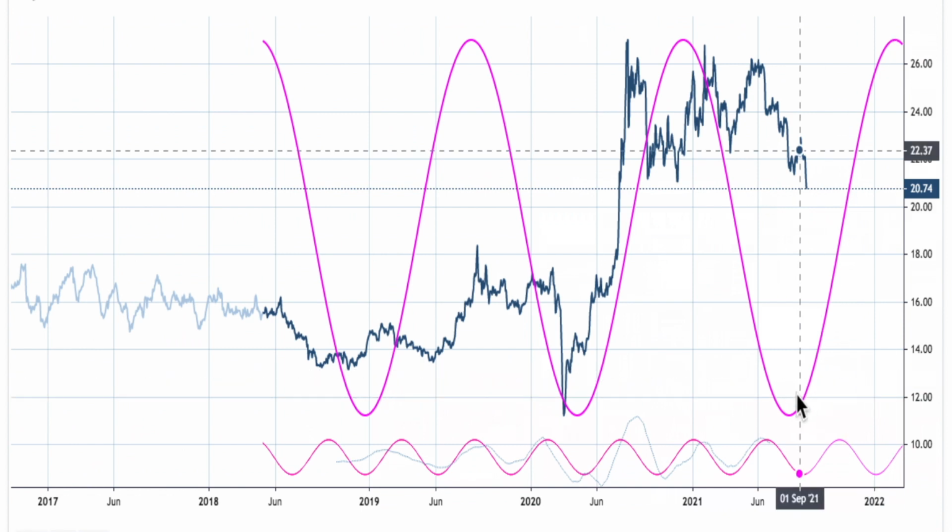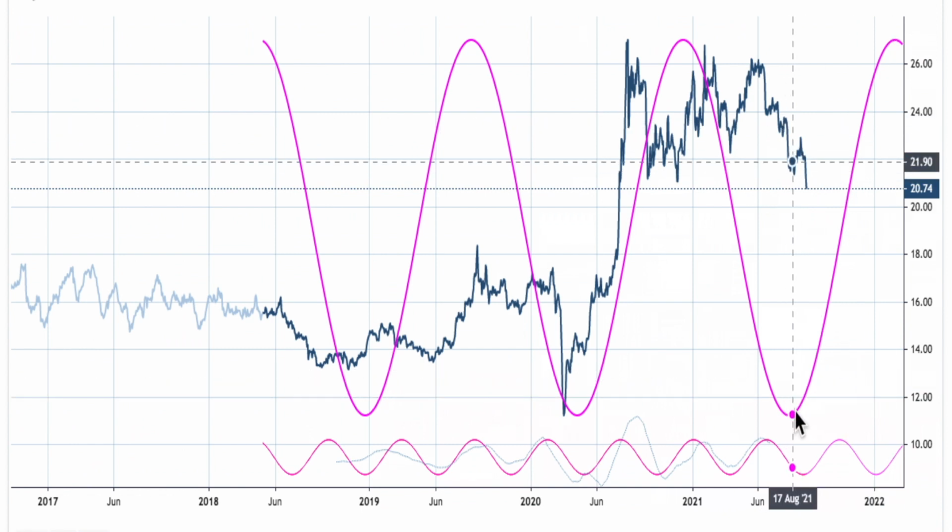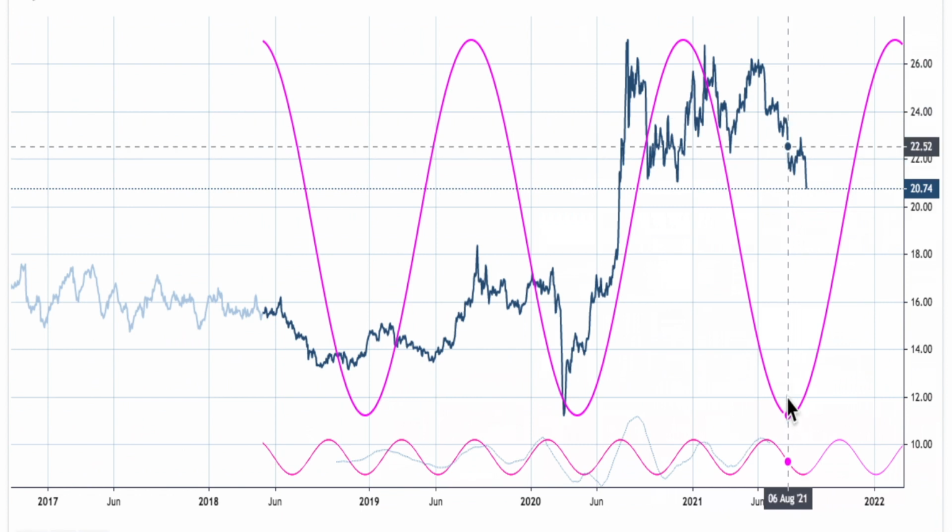So right now, 331 jumps out on the spectrum analyzer, which is up on the daily.